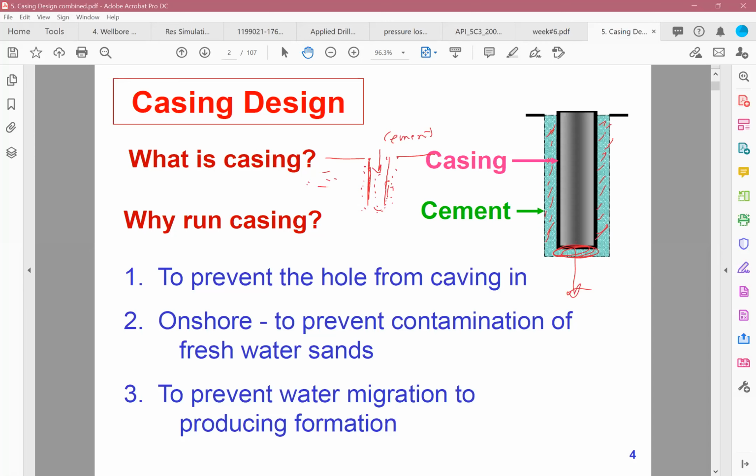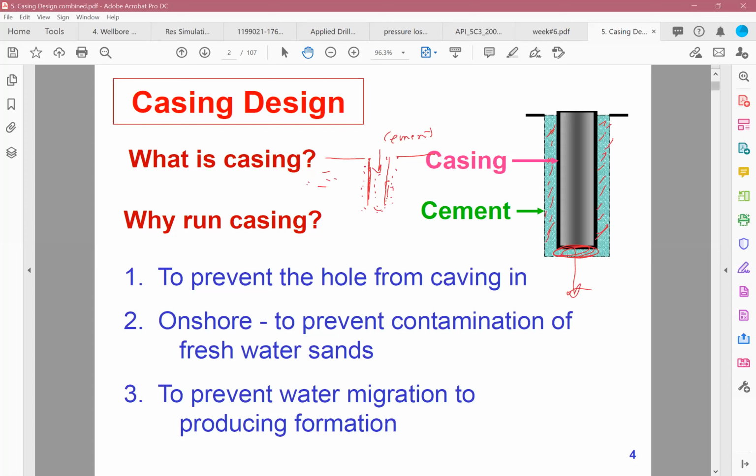So why do you run casing? Many reasons. You don't want your hole to cave in, right? If you don't put casing, specifically at shallower depths, you have sands or types of rocks that are not really consolidated. They are unconsolidated formations at shallower depths. So there is a chance that those formations cave into your wellbore, and then you have to clean, and there are other problems that might happen, right?